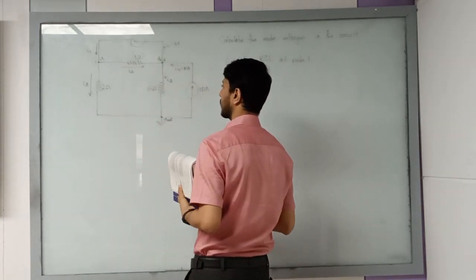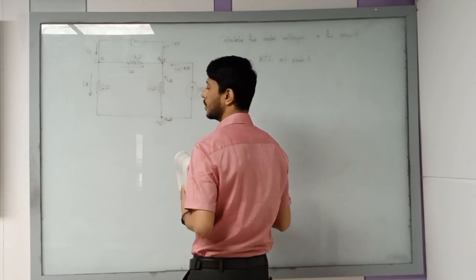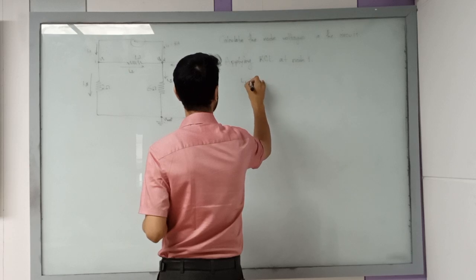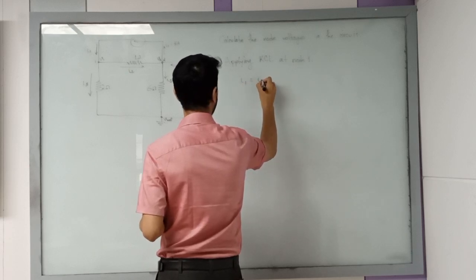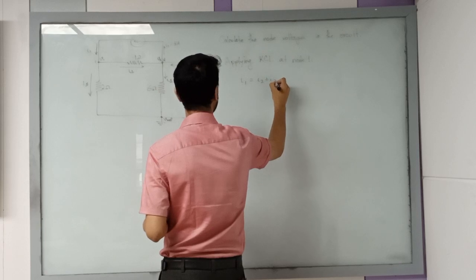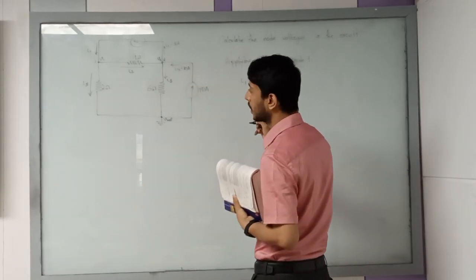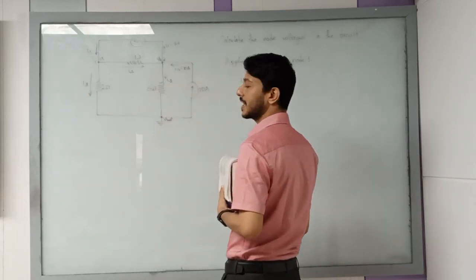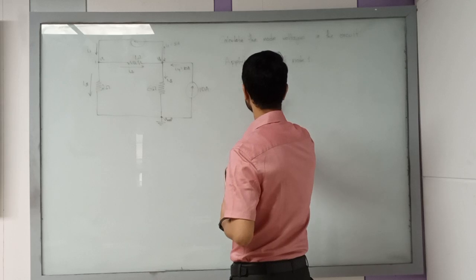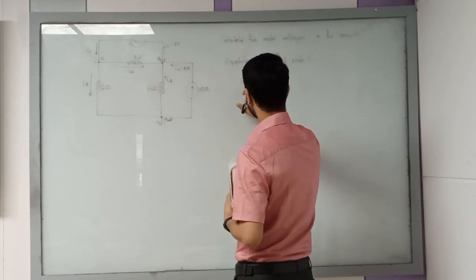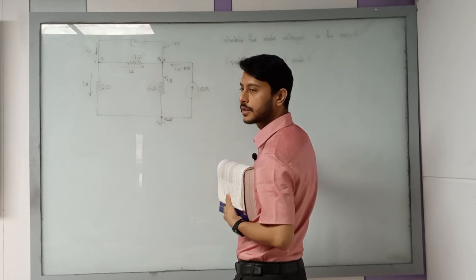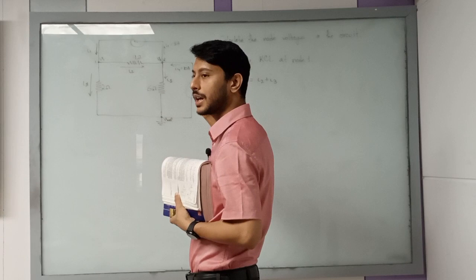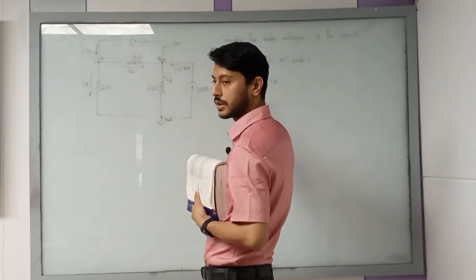So if I apply KCL at node 1, what will be the equation in terms of current? I1 is equal to I2 plus I3, right? So this is, এটা I3, এটা I3, ঠিক আছে? তাহলে I got the equation, right? So you have to convert this equation in terms of voltage. So you have to apply Ohm's law এই ইকুয়েশনের মধ্যে.